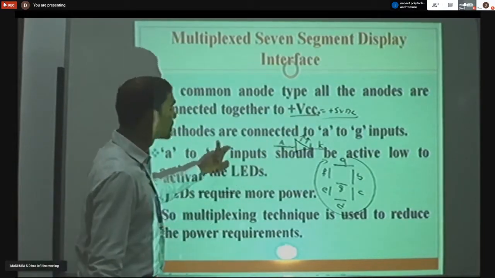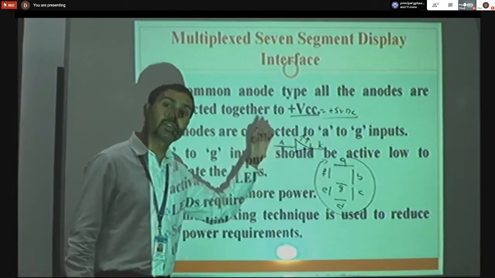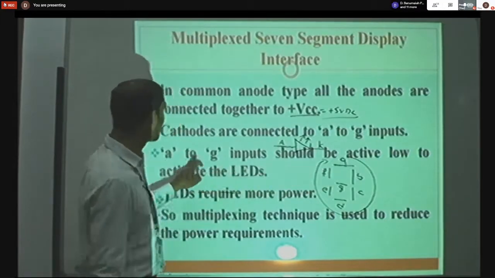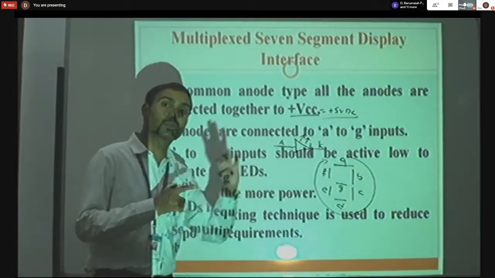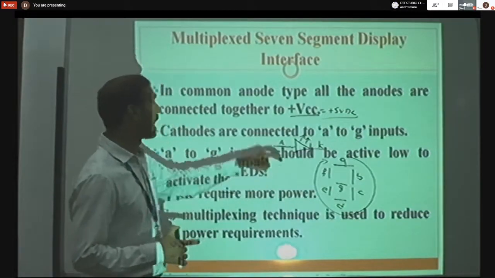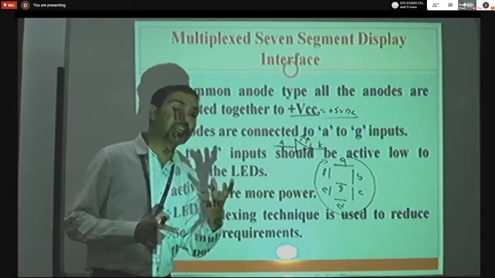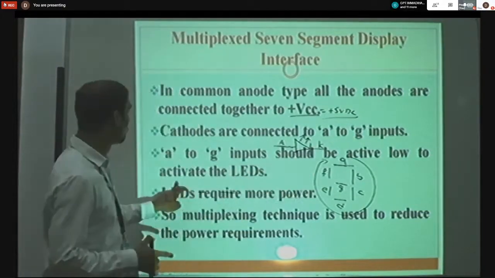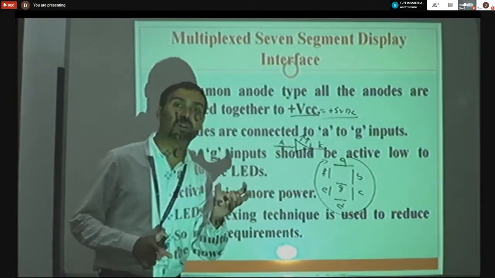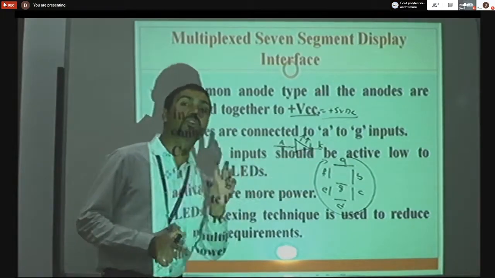How many cathodes are there? 7 cathodes, because 7 LEDs have 7 anodes and 7 cathodes. All 7 cathodes are connected to A to G. The first cathode goes to A, and the last cathode goes to G. When the 7-segment display will glow, or turn on, the cathodes should be connected to active low. Active low means ground.